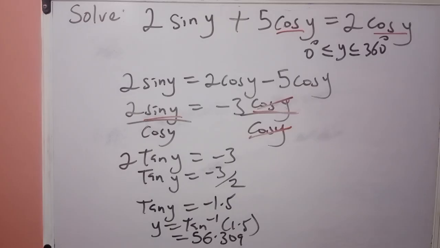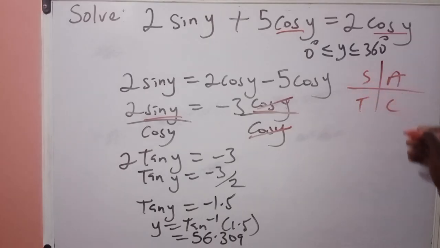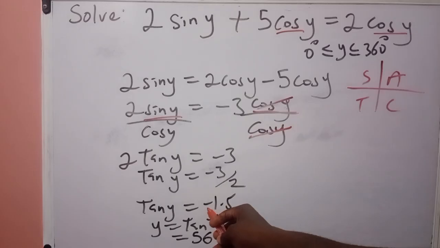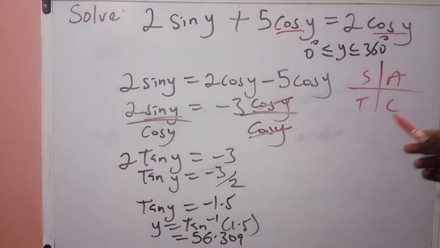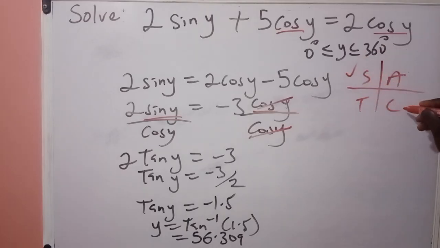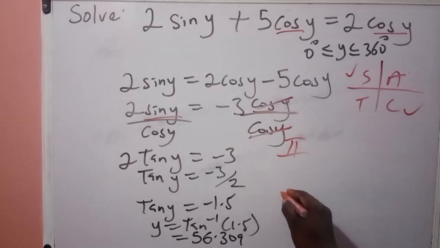Then you go on to investigate. I told you this value doesn't necessarily have to be part of your answer. You only get your answer after investigating from your quadrant. The question to ask is, we have a negative sign here, so where is tan negative? Of course, tan is positive in first and third, so it's negative in second and fourth. So my quadrants of interest are quadrant 2 and quadrant 4. So how do I solve for these two quadrants?